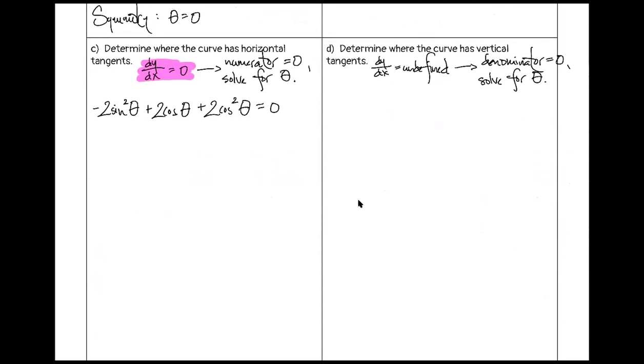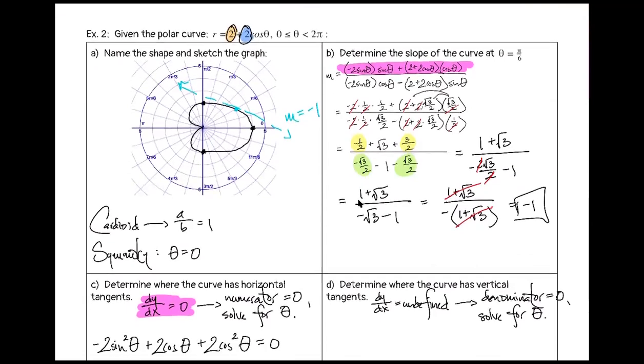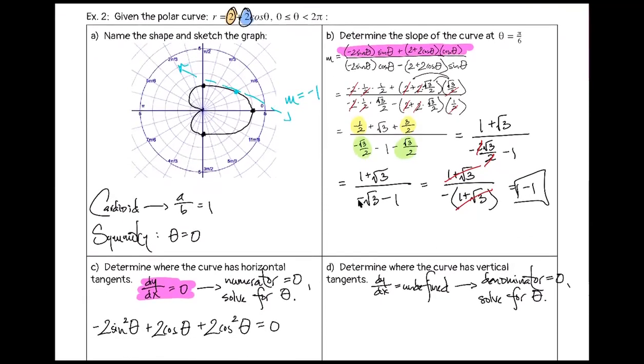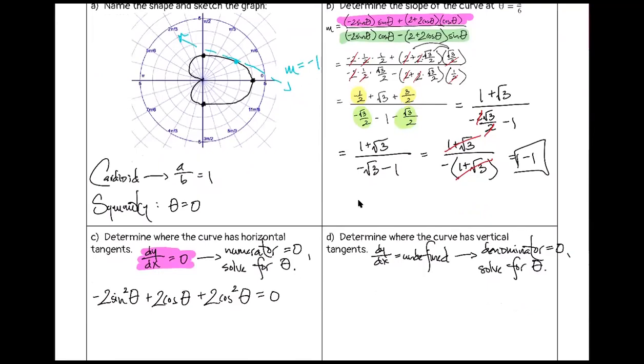Okay. And let's at the same time pull the denominator and write that for part D, okay? So we're going to need that denominator, and we can kind of distribute and simplify, and we're going to get -2 sine theta cosine theta minus 2 sine theta minus 2 sine theta cosine theta equals 0. Okay, so this comes from the denominator of what we set up above.